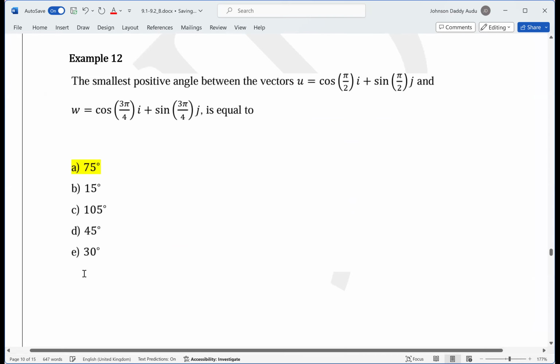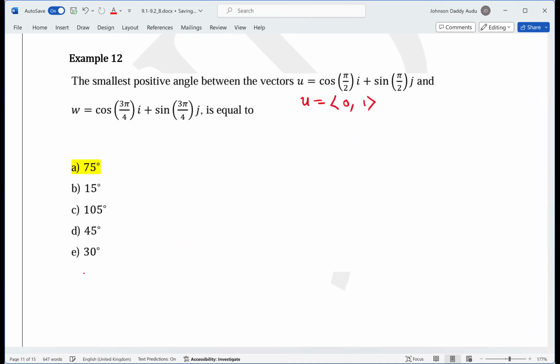Example 12. The smallest positive angle between the vectors. So we want to find the smallest positive angle between two vectors. So first of all, you can rewrite this vector u. Cosine 90 is what? Is 0. So this is just 0. Sine 90 is 1. So this is just (0, 1).